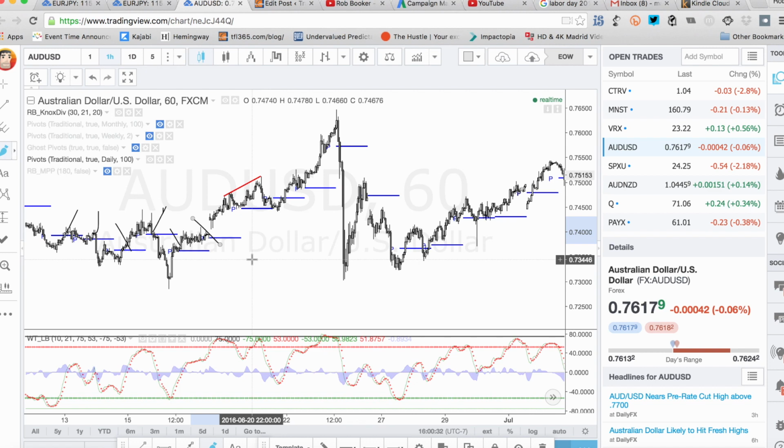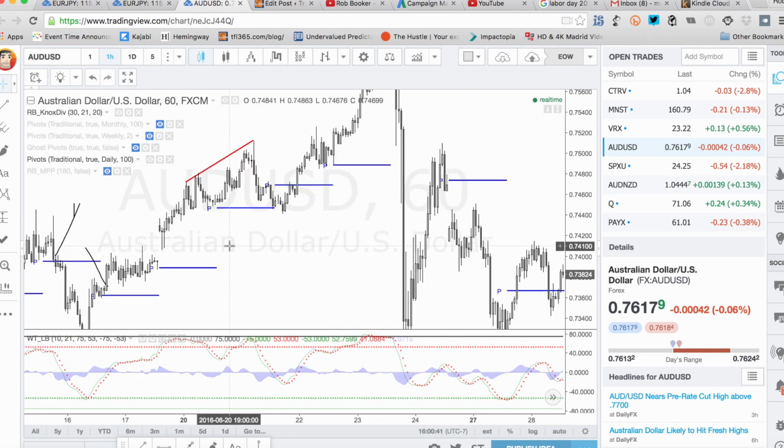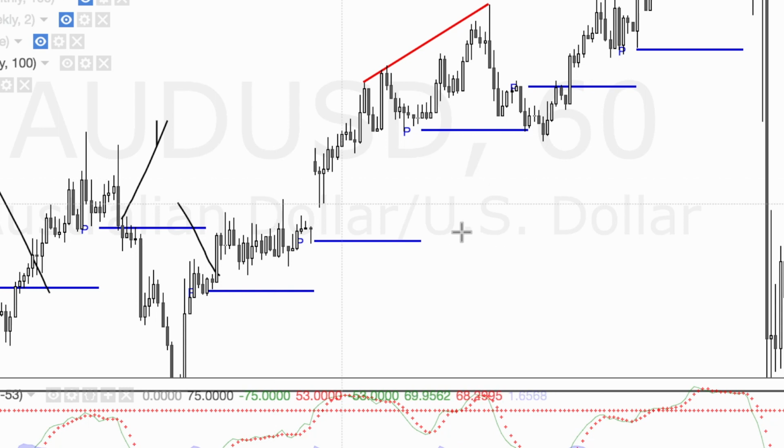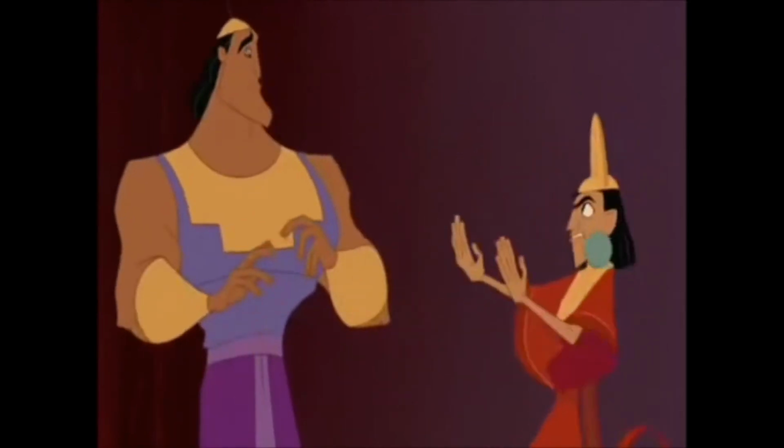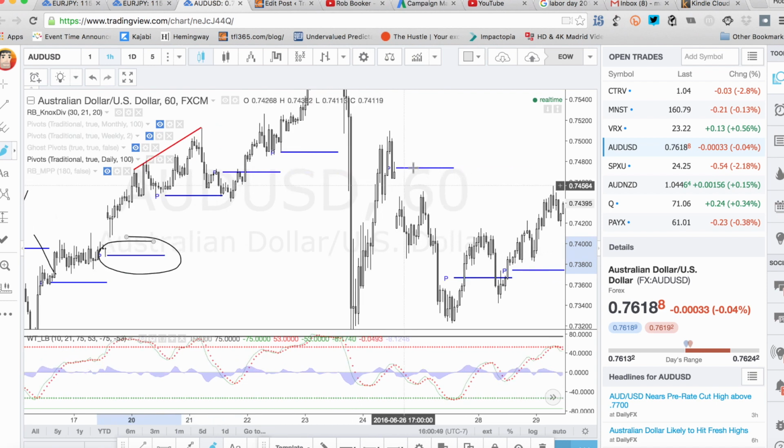Some days, however, price doesn't hit the daily pivot. Look at this day right here. Let's zoom in on this day. Price did not touch that daily pivot. It's untouched. Whoa, no touchy. It's untouchable. On this day, price did not touch the daily pivot.